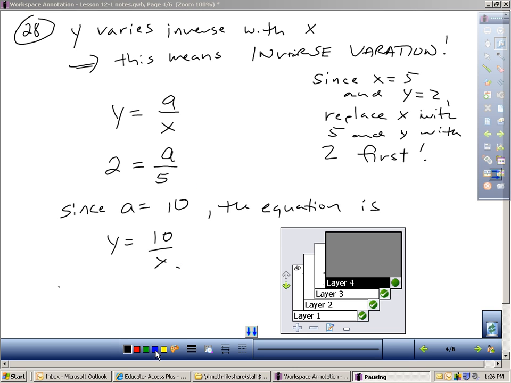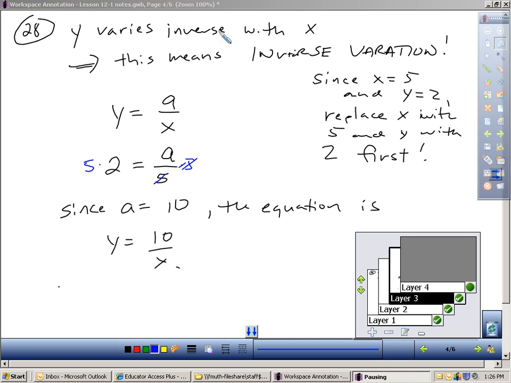Can you see that? If I multiply the left side by 5 and the right side by 5, I'll get 5's canceling here. And I get a equals 10. So since a equals 10, and this is an inverse variation equation, then all I got to do is replace a with 10. There's my equation for number 28. It's y equals 10 over x.